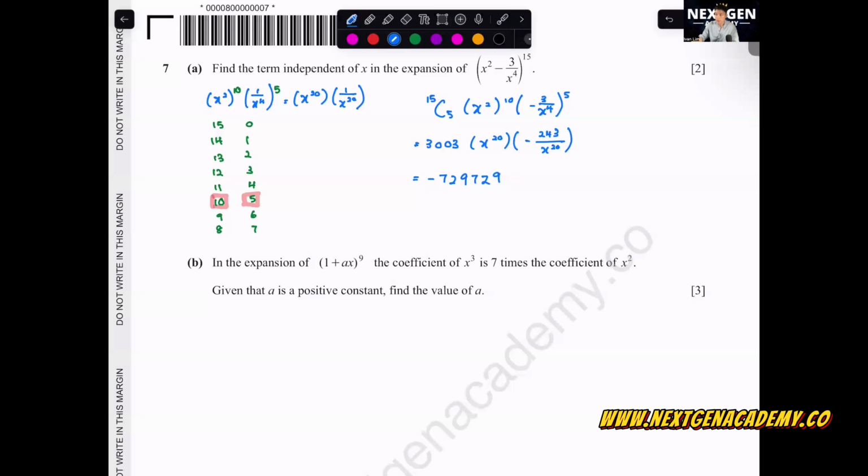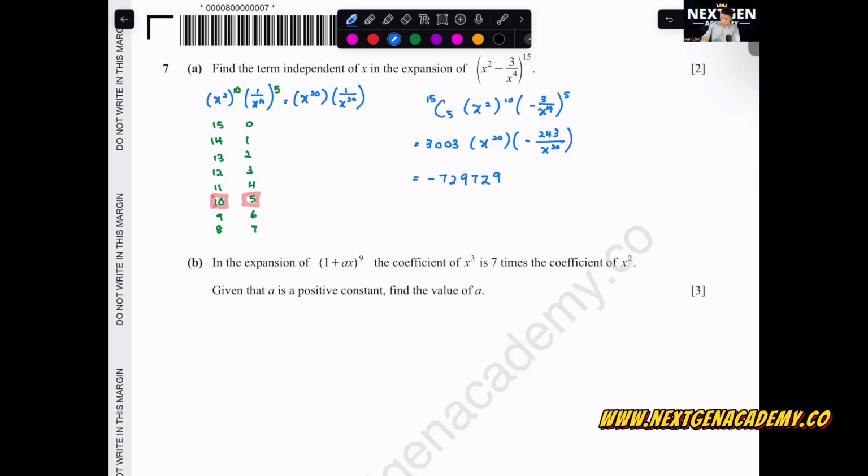Okay, question B. In the expansion of (1 + ax)^9, the coefficient of x cubed is 7 times the coefficient of x squared. Given that a is a positive constant, find the value of a. Okay, so we just need to write down the equation.